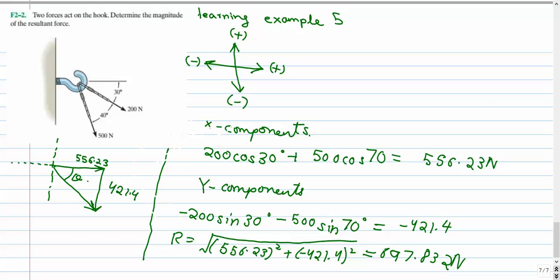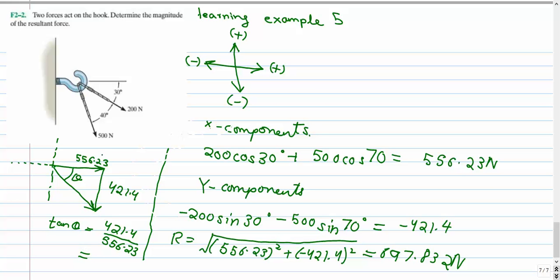So simply applying the tan rule will give us the direction, that is tan of theta will be equal to 421.4 divided by 556.23.